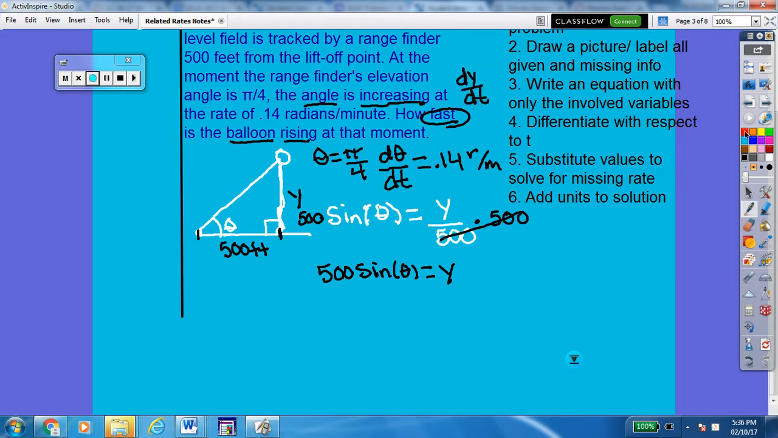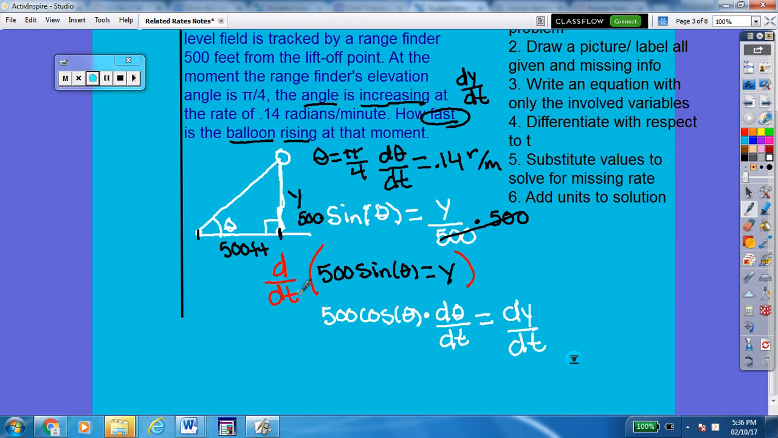Now, I'm going to go ahead and take the derivative of this equation in terms of t. Remember, theta is a variable. So when I take its derivative, 500 times sine of theta is simply 500 times cosine of theta, derivative of the outside, leaving the inside alone, times the derivative of the inside, which is d theta dt. And that's okay, because d theta dt was given. And that is going to equal the derivative of y, which is dy dt.